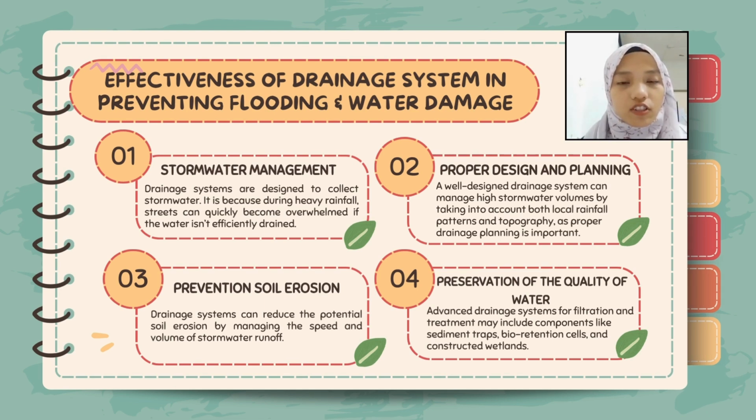Third, prevention of soil erosion. Drainage systems can reduce the potential for soil erosion by managing the speed and volume of stormwater runoff. And lastly is preservation of the quality of water. Advanced drainage systems for filtration and treatment may include components like sediment traps, bioretention cells, and constructed wetlands.